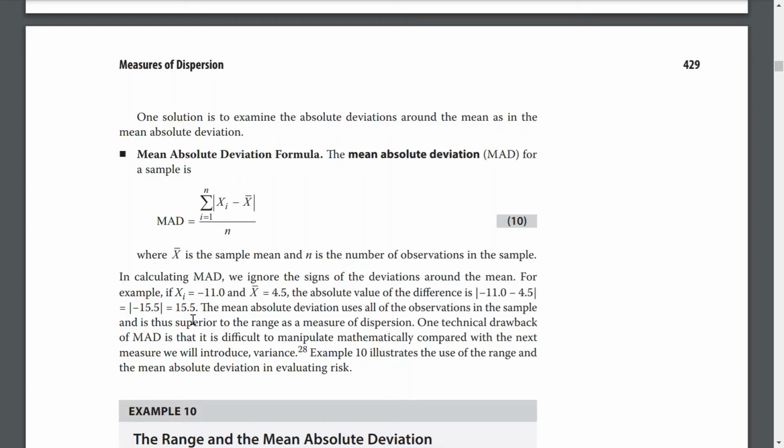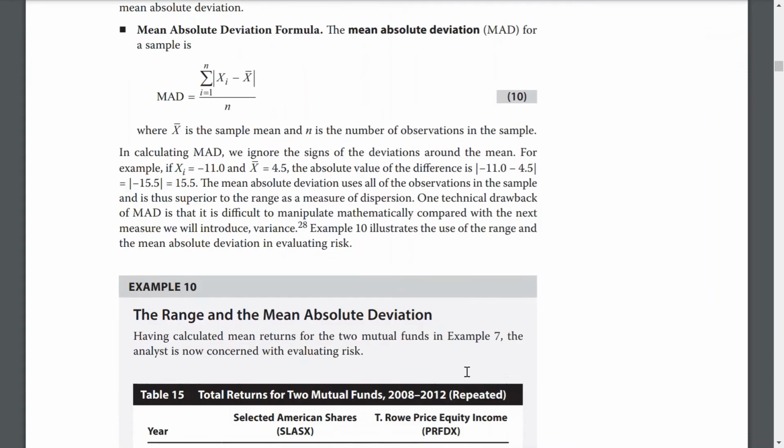The mean absolute deviation uses all of the observations in the sample and is thus superior to the range as a measure of dispersion. One technical drawback of MAD is that the formula is difficult to manipulate mathematically compared to the next measures. We will introduce variance. Example 10 illustrates the use of range and the mean absolute deviation to evaluate risk.